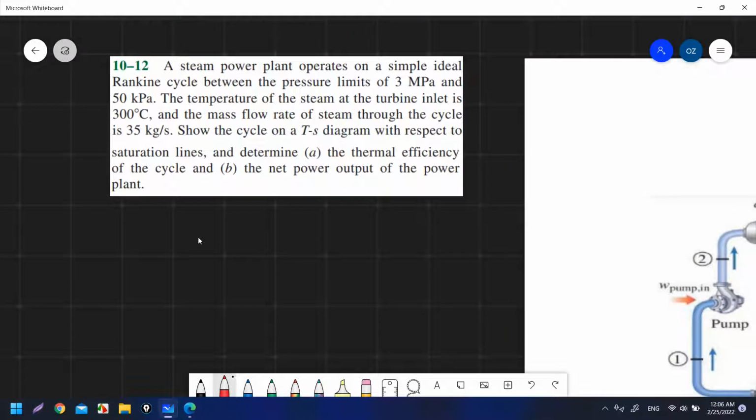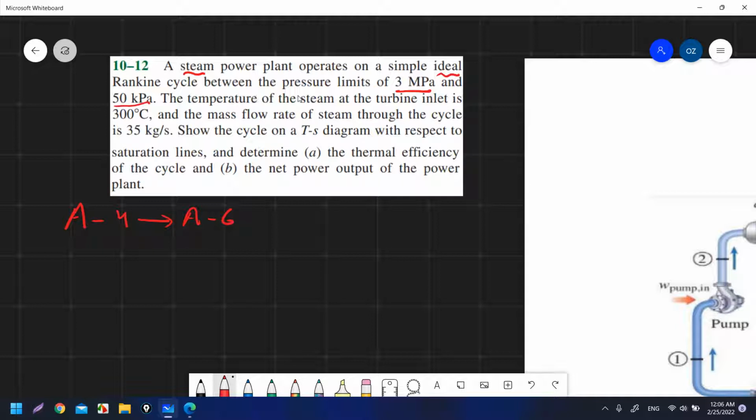A steam power plant. So we have steam, so I know that I will use tables A4 to A6. Okay. The power plant operates on a simple ideal Rankine cycle. So we have an ideal Rankine cycle, okay, not an actual Rankine cycle. We will not have isentropic efficiency. Between the pressure limits of 3 megapascal and 50 kilopascal.